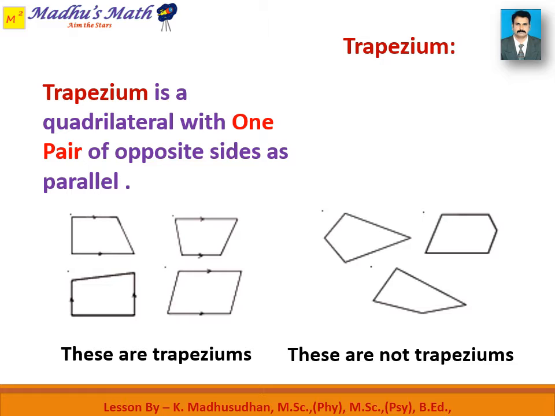So here, in the quadrilateral to the left, you can identify that one pair of opposite sides are parallel. Hence, we can call them trapezium. Whereas the quadrilateral to the right are not seen to be parallel. So they are not trapezia.